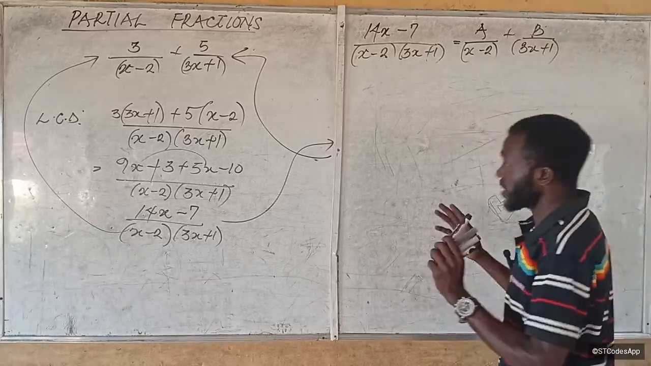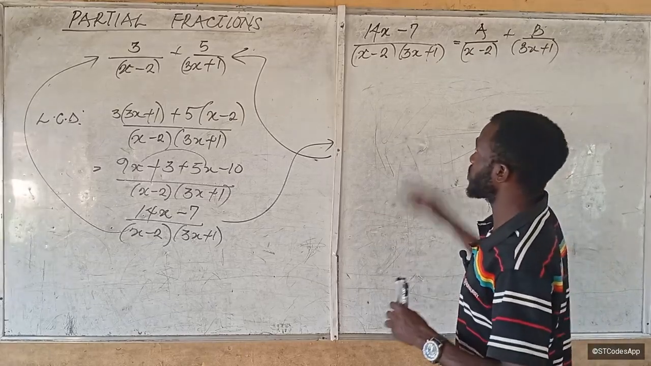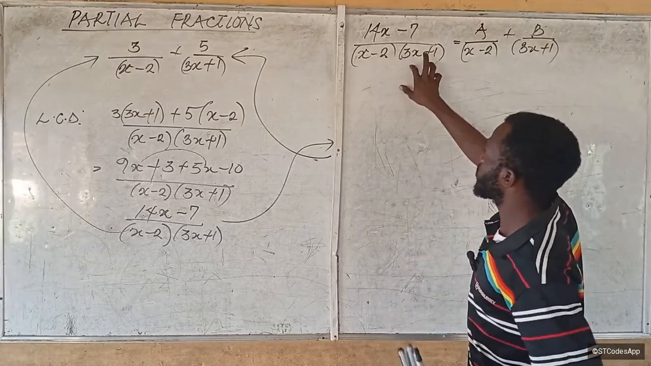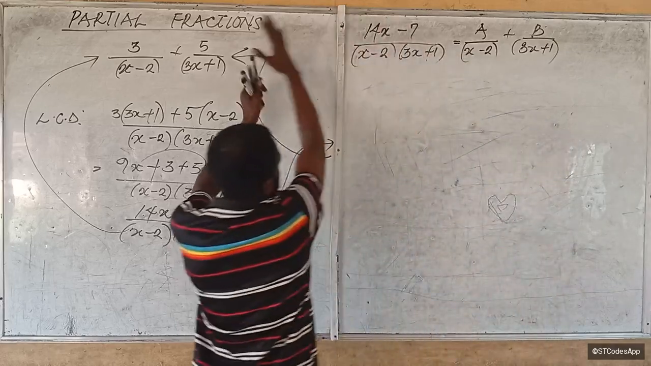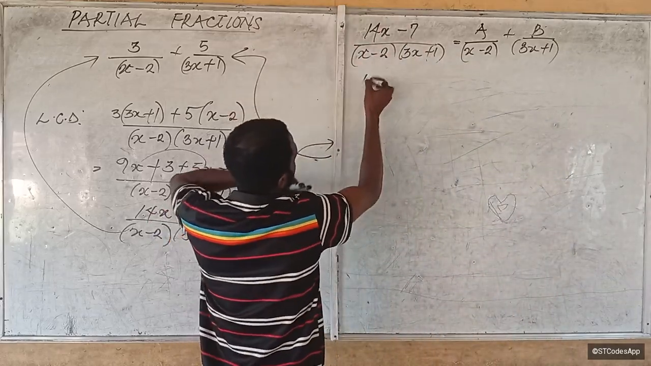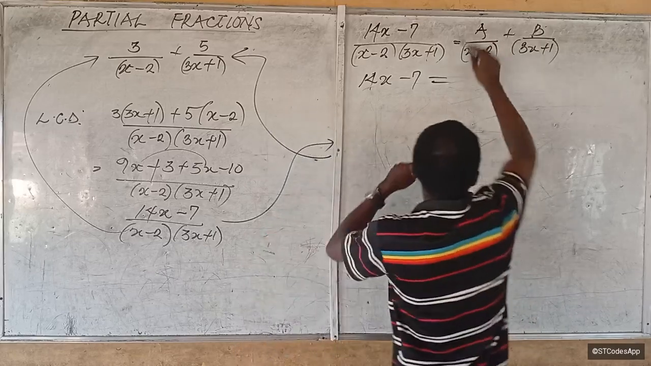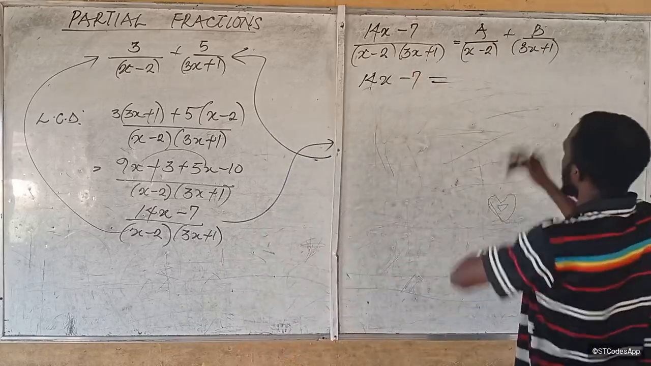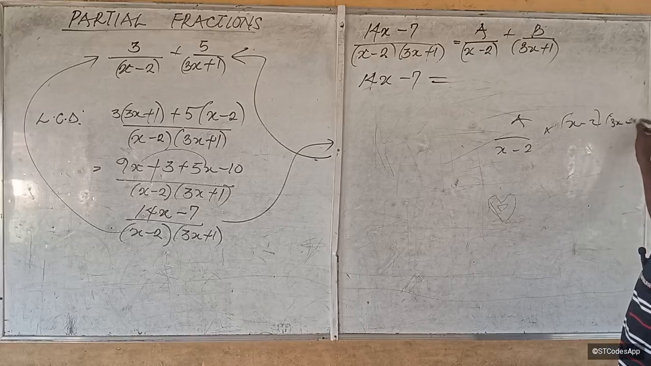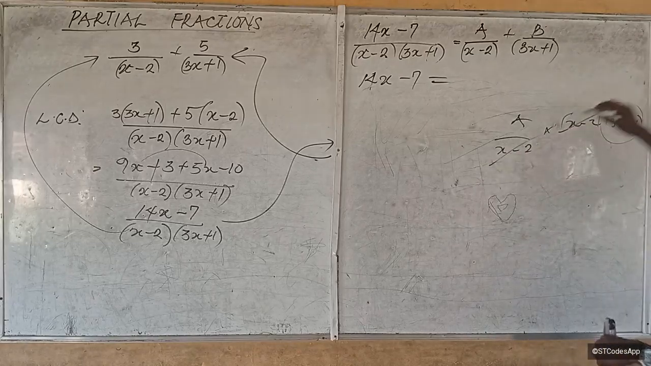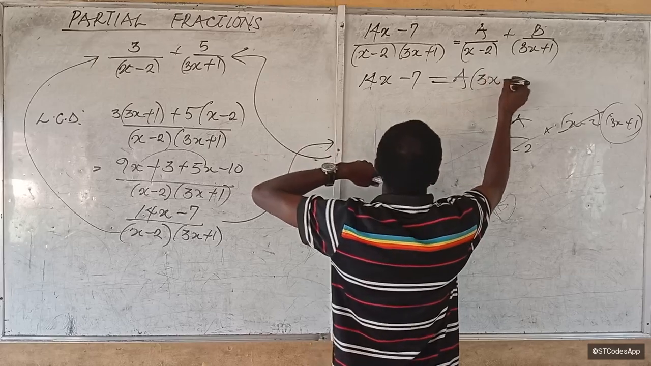Now, the next thing you will do is to multiply both sides by this LCD. So if I multiply this side by the LCD, to cancel the LCD, I'll be left with 14x minus 7, which will be equal to, if you multiply this by this, it will just be a over x minus 2 multiplied by x minus 2 and 3x plus 1, right? This will take care of this and it will remain this, right? That will be a, which is the numerator, into bracket 3x minus 1.